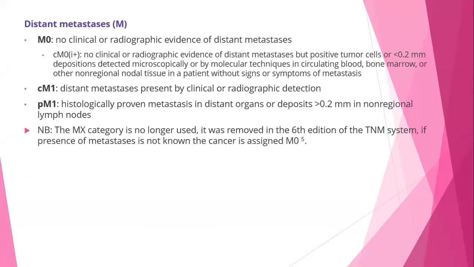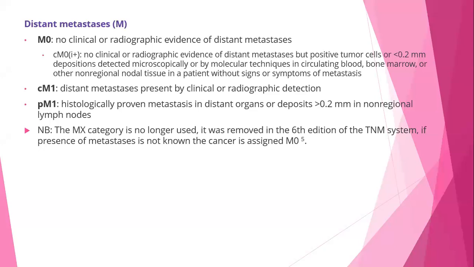So when you're looking at distant metastasis, we are looking at M0, where there is no evidence of metastasis to any region outside the primary tumor, any other organ outside the primary tumor, such as the lungs, liver, bones, or any other structures. So when we have no clinical or radiographic evidence of distant metastasis, then we assign this category. M1 would be distant metastasis present either by clinical or radiographic detection.